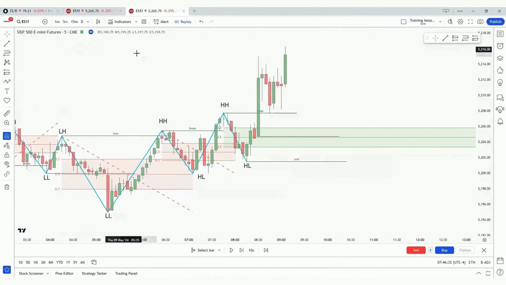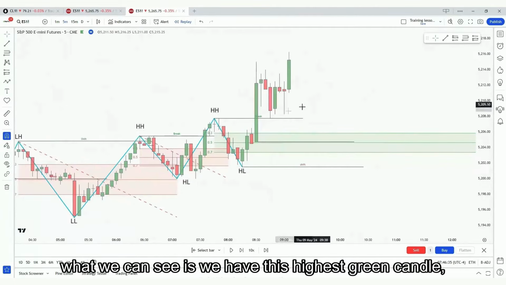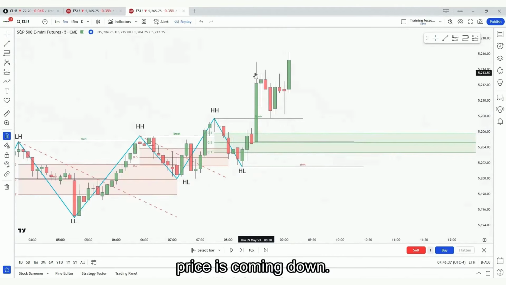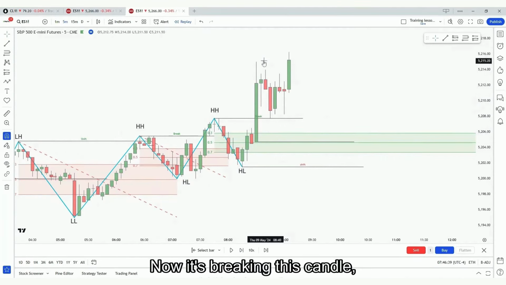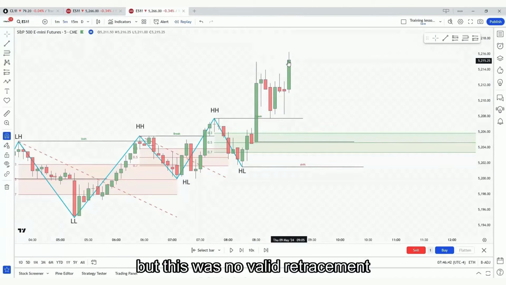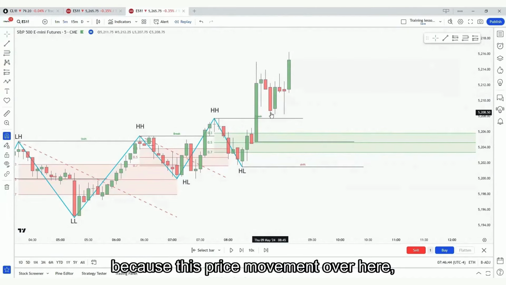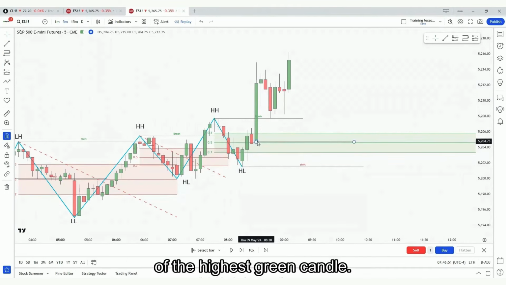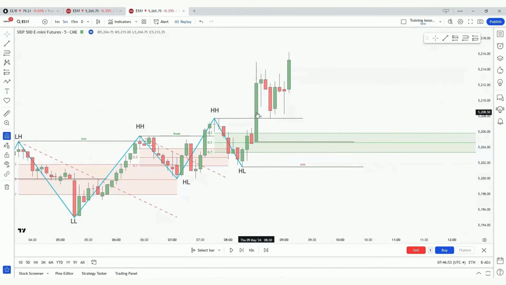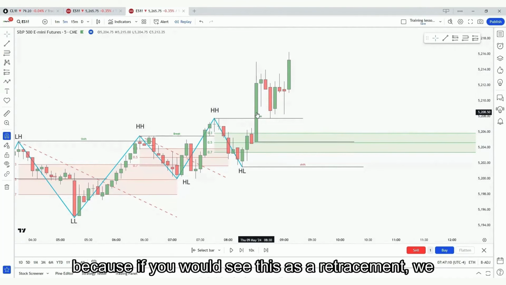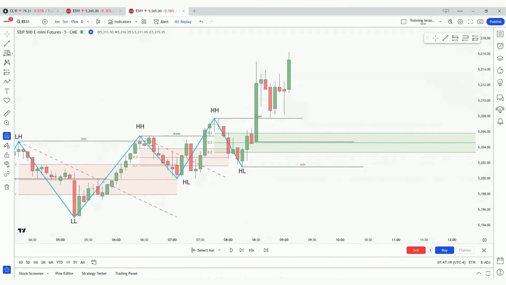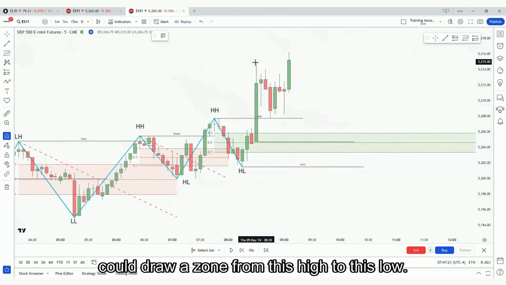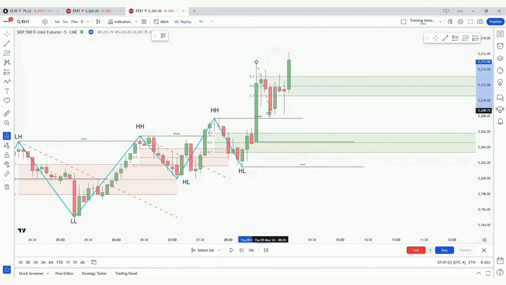Interesting price action here. What we can see is we have this highest green candle, price is coming down. Now it's breaking this candle. But this was no valid retracement because this price movement over here, we didn't close a red candle below the lowest point of the highest green candle. And it's important to follow this rule because if you would see this as a retracement, we could draw a zone from this high to this low.